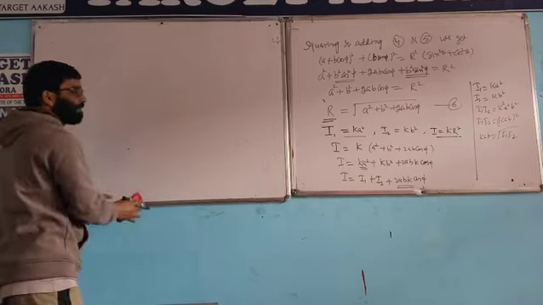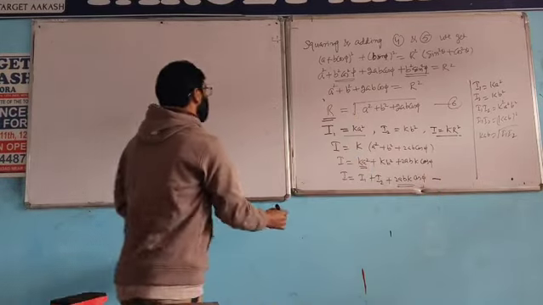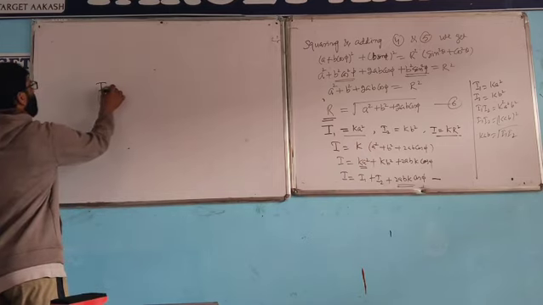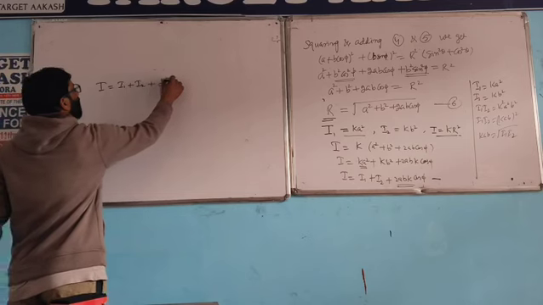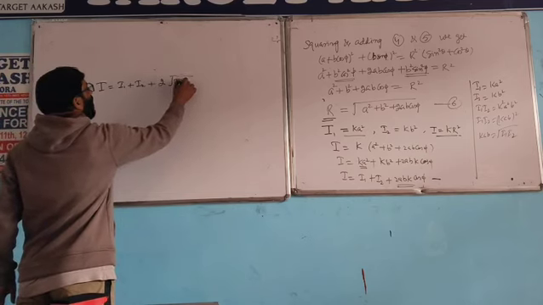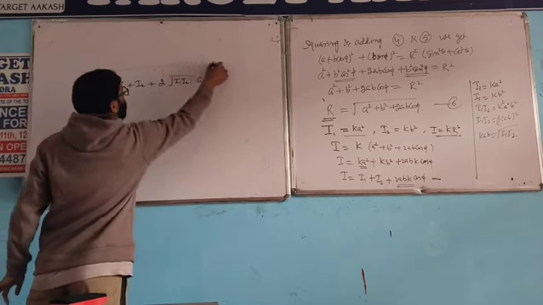So the intensity of the resultant wave from this expression is I equal to I1 plus I2 plus 2 root I1 I2 cos phi. Any confusion?